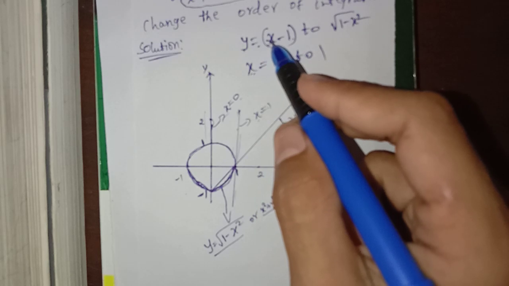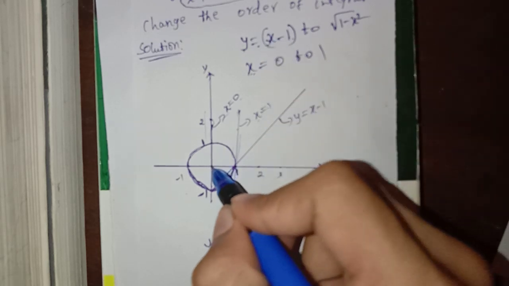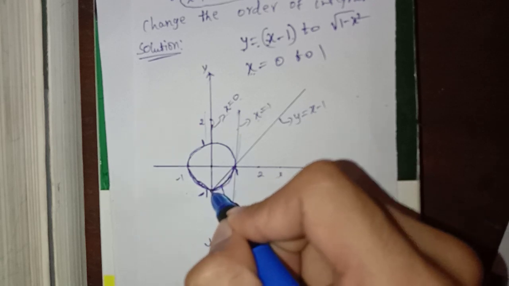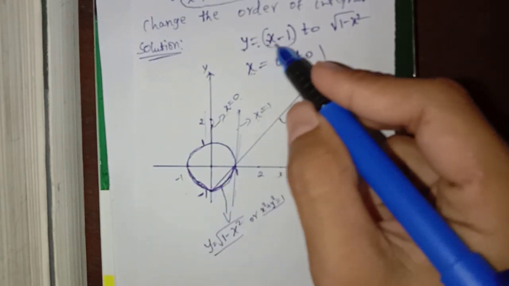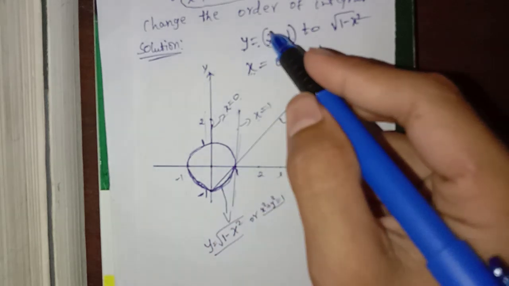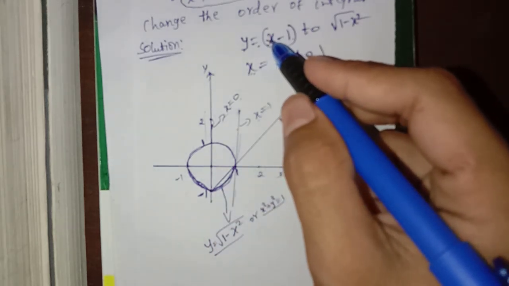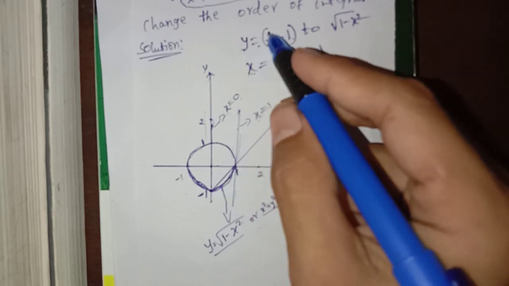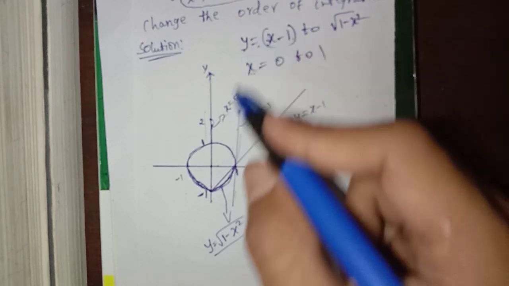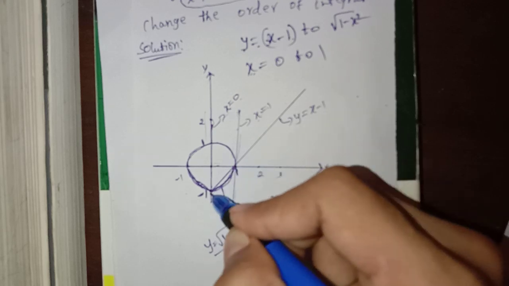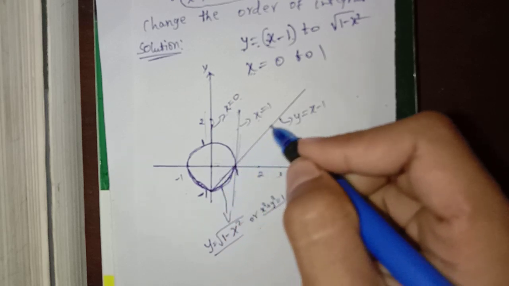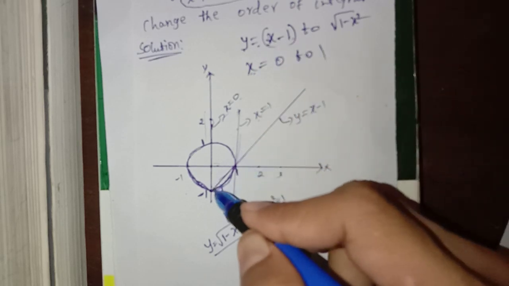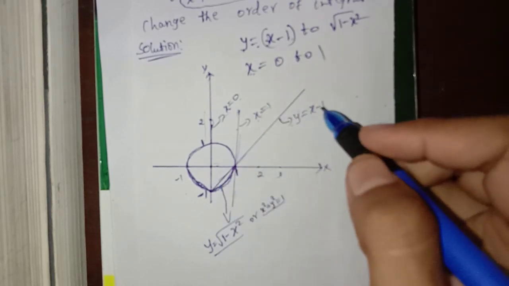If we take x is equal to 0, then y becomes minus 1. If we put x is equal to 1, what is y? 1 minus 1 is 0. So this is the second point. If we take these points, we can draw a straight line. So this is the line y is equal to x minus 1.